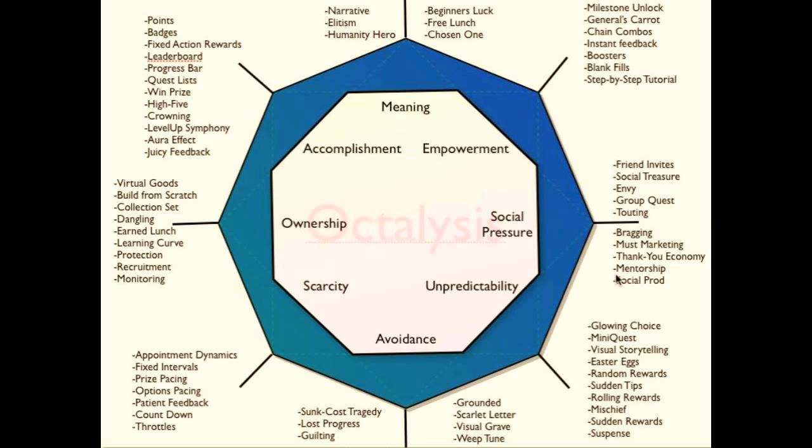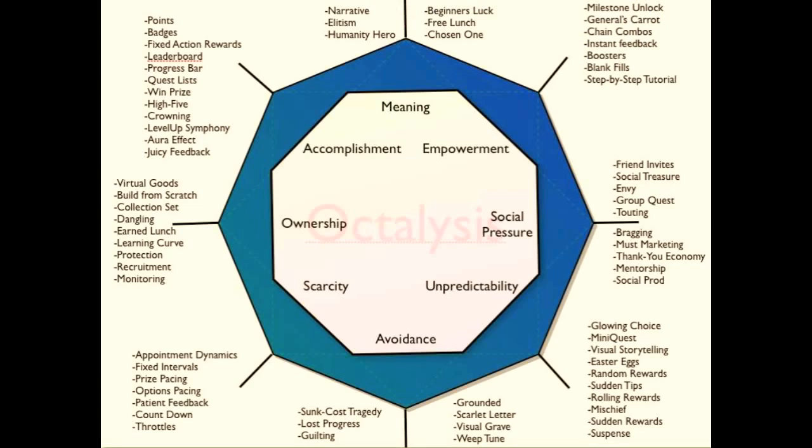And how to apply Octalysis is that whenever you're looking at a product, you apply this map onto that product and think about what does the product already have and what does the product need to make it better gamified.